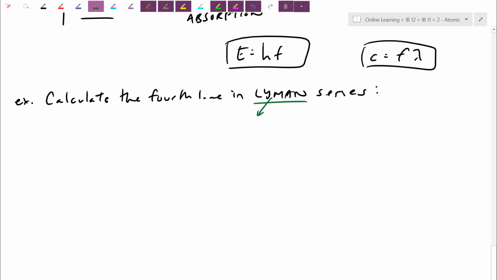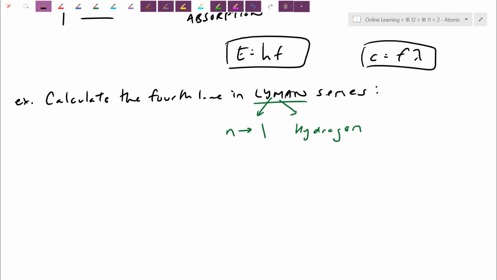What does this word here, Lyman, tell you? For our series, Lyman told you this was going from some higher shell n, jumping down to shell number 1. Right? These are the biggest gaps. Lyman also refers specifically to hydrogen. If I'm a different element, I would have a different series name.